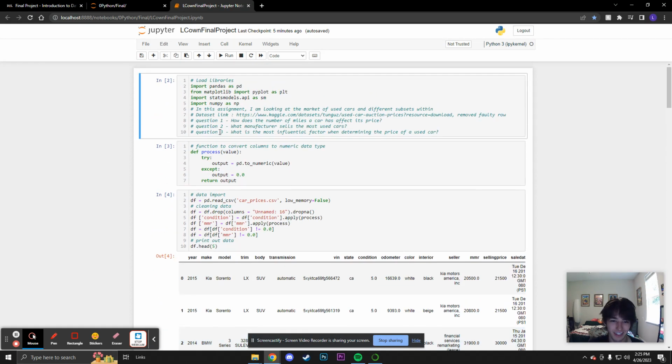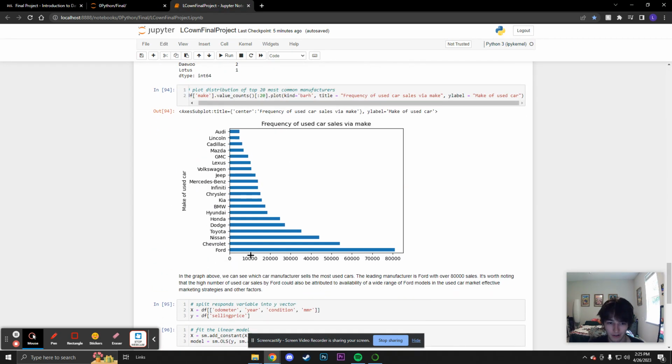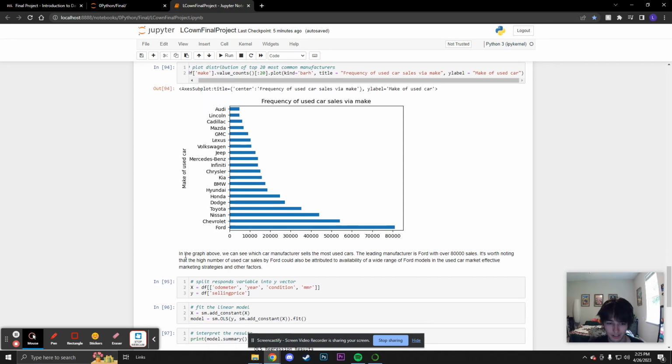Back to my questions. What manufacturer sells the most used cars? It's Ford, as you can see here in my bar graph. And I say in my paragraph here, in the graph above, we can see which car manufacturer sells the most used cars. The leading manufacturer is Ford, with over 80,000 sales. It's worth noting that the high number of car sales by Ford could be attributed to the wide range of models they have, their reliability, the marketing strategies they use, stuff like that.